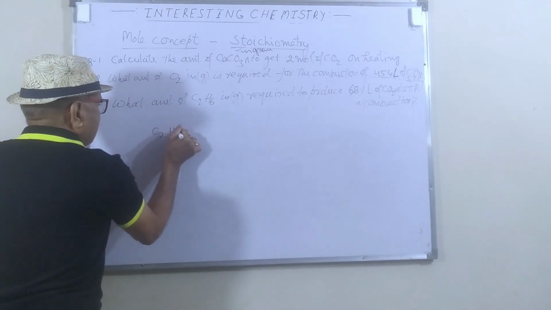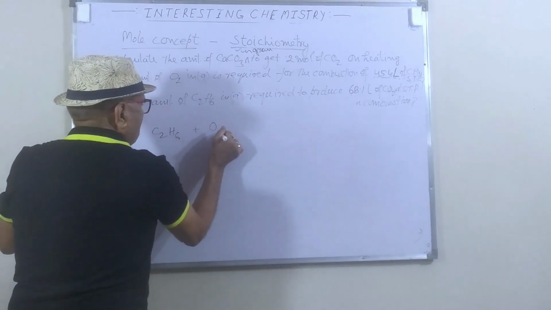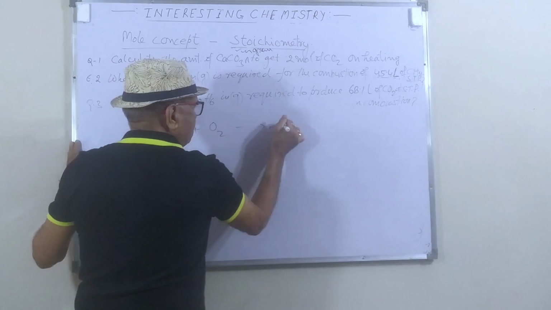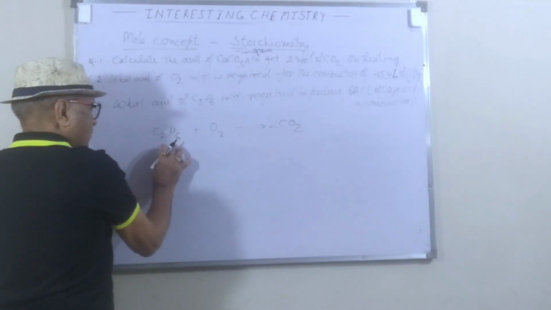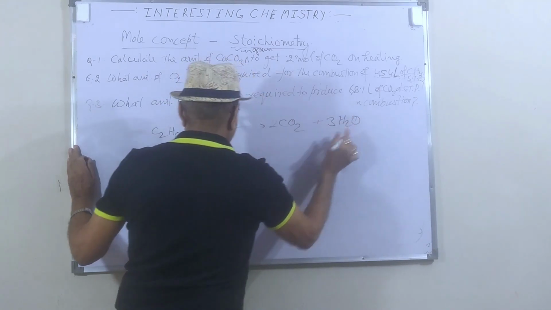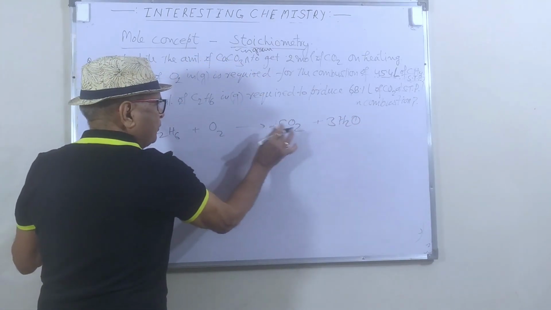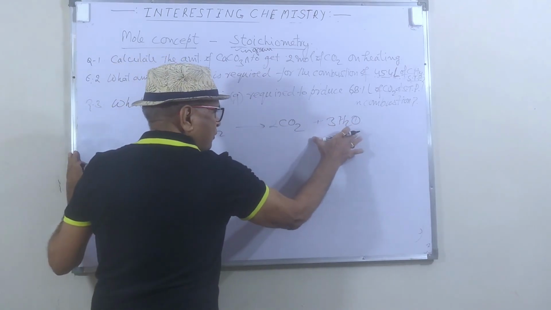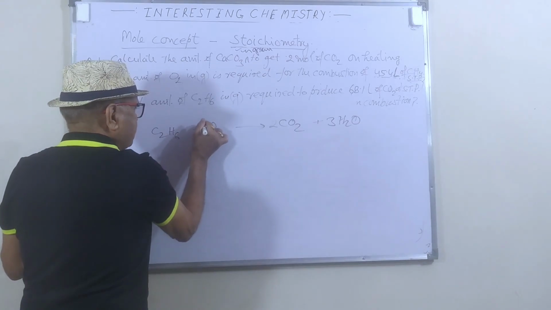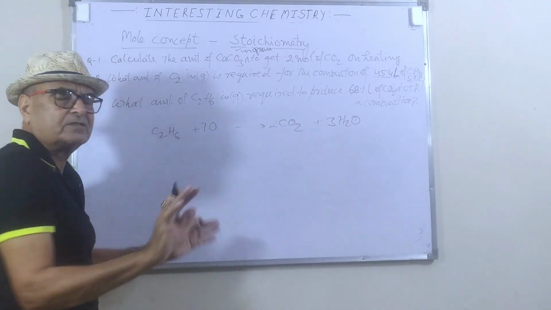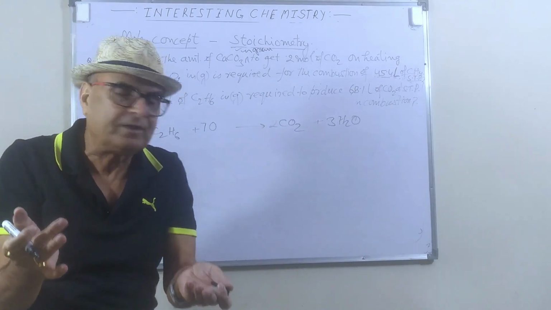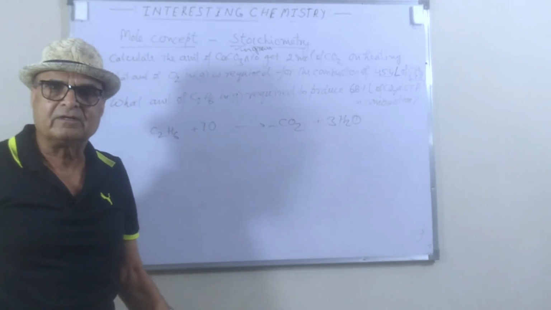C2H6 plus O2. It is 2 carbons, so you can write here 2 CO2, and for 6 hydrogens you will write 3 H2O. So 2 into 2 plus 3, you need 7 oxygen atoms. So you will multiply this O2 with 7 over 2, and this is your balanced equation. I am telling you the way to balance the equation.